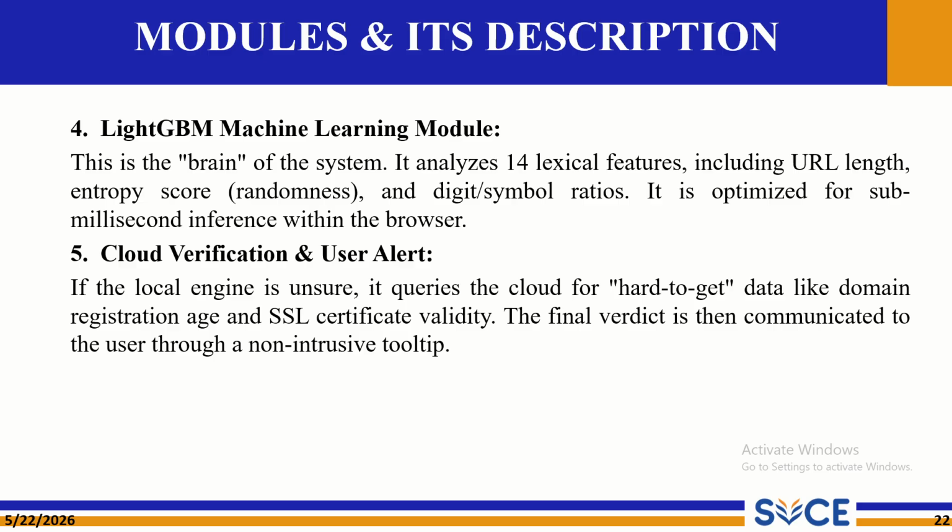Module 4, LightGBM machine learning module. This is the core intelligent module of the system. It uses a LightGBM machine learning model to analyze around 14 URL features such as URL length, randomness score, number of digits and symbols, and entropy score.